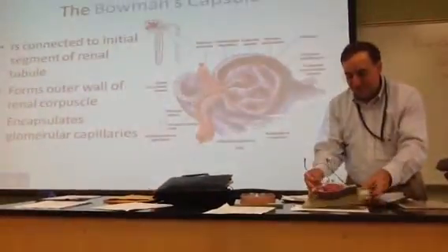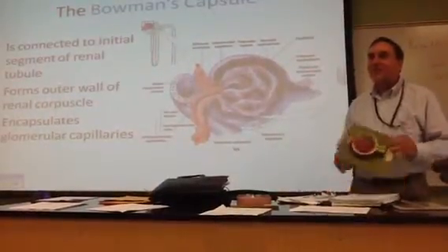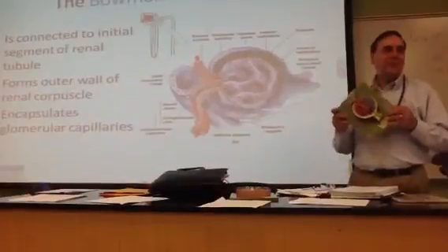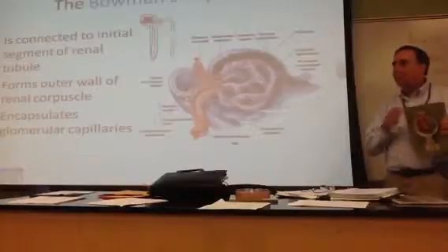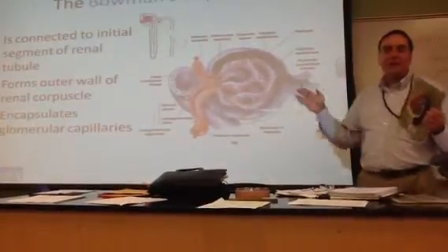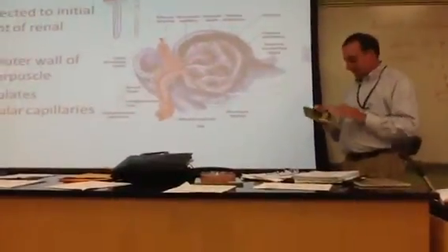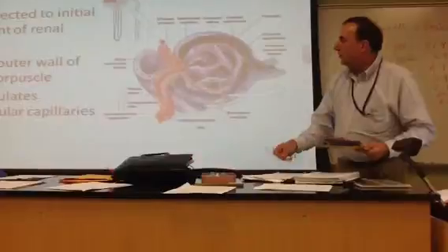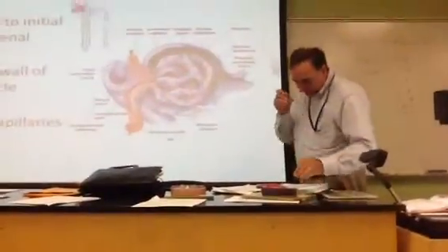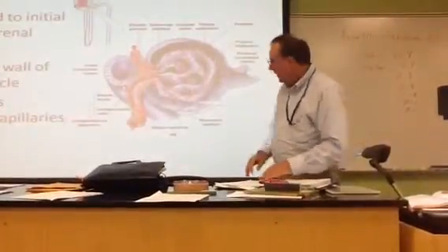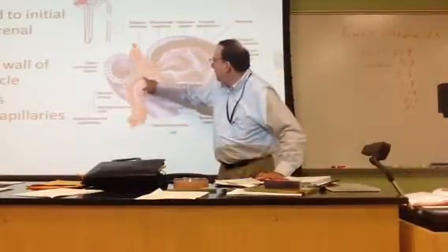Okay, the Bowman's capsule. And this kidney is exactly the same in the fish as it is in you. Over all of evolution, there is basically no difference in the anatomy of the fish's kidney and your kidney. So the Bowman's capsule now. Let's follow what you have in the book, I guess is the best way. You have the afferent arteriole, bringing blood in.